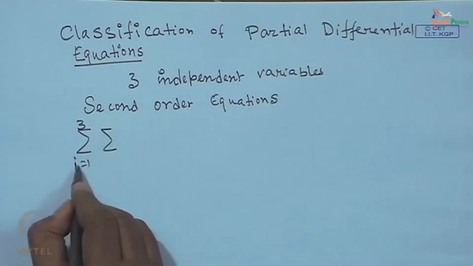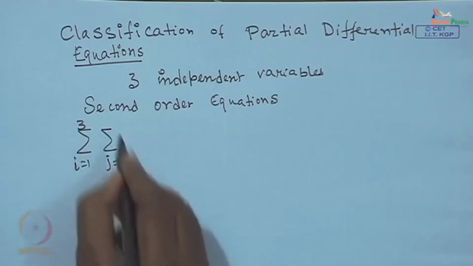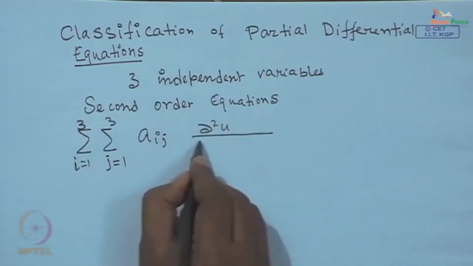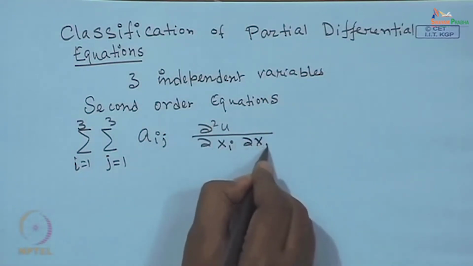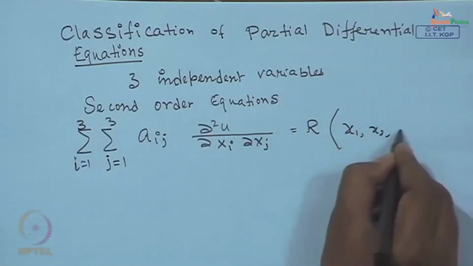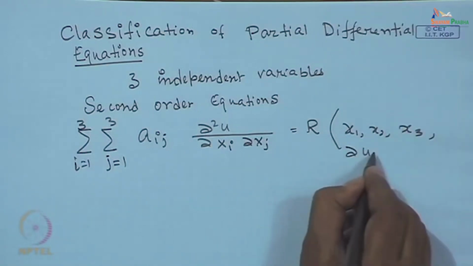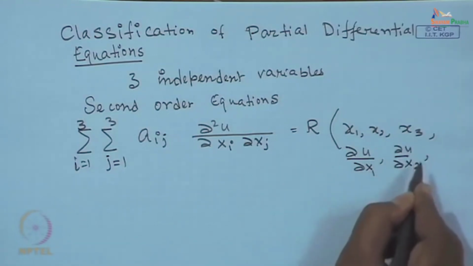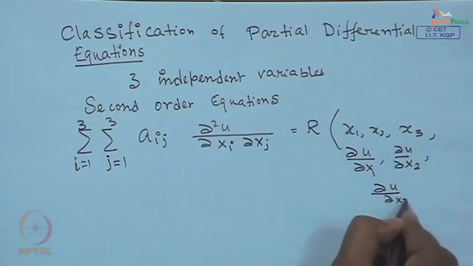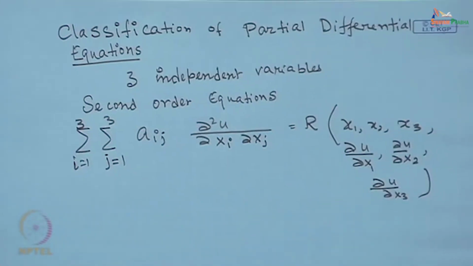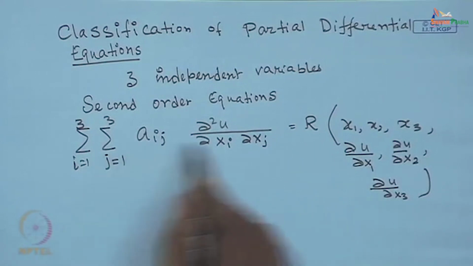in this form: sum over i is equal to 1 to 3, j is equal to 1 to 3, a_ij del square u by del x_i del x_j is equal to r of x1, x2, x3, u, del u by del x1, del u by del x2, del u by del x3. So, these coefficients a_ij can be functions of x's as well. So, most of the equations can be cast in this form.